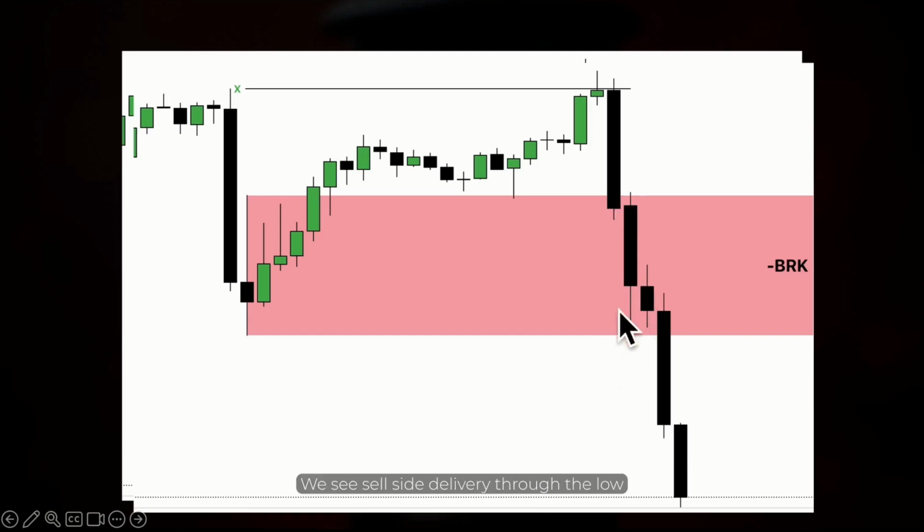We see sell side delivery through the low, and we then see buy side delivery back into the price range of that down close candle, and we then see the market leave this price range and therefore it doesn't have to return. This means that this is now a lower time frame balanced price range, and therefore the market is now in a rush to expand towards the downside.